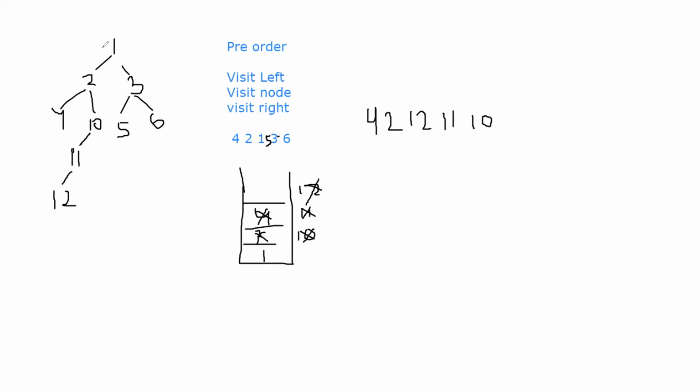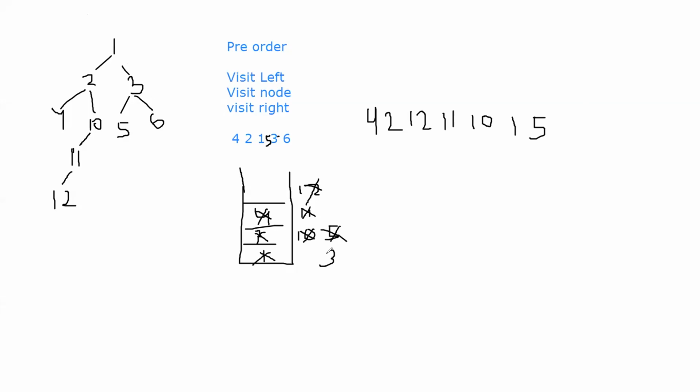After that, we'll get 1. From 1, I can remove 1 and put it in my result, but 1 has a right. So I have to go towards its right and go towards its left. So basically I'll put 3 here and then 5. So 5 is the top element in the stack. I can put 5 here, remove it from here. 5 does not have a right.